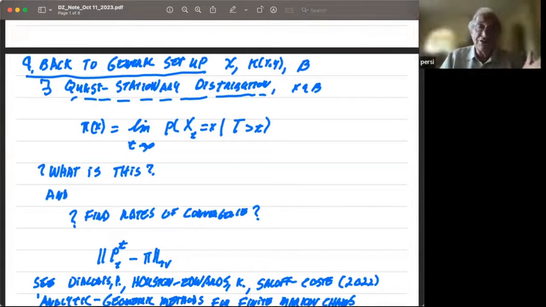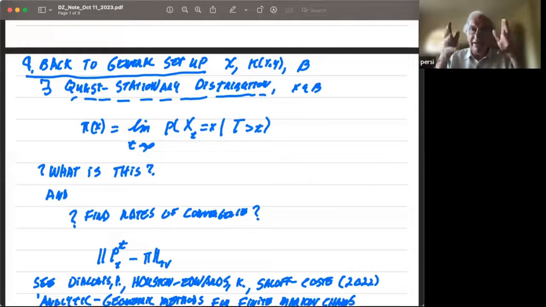I started with this general setup. I started with a state space X, a Markov chain K(x,y), a transition matrix, and a subset B. This is work with Laurent Saloff-Coste, who likes pathological things. B could have holes in it. It could be anything. B could be any horrible thing. And one of the basic theorems of Markov chain theory, a little less known, but still, certainly at the undergraduate level, is the notion of a quasi-stationary distribution.